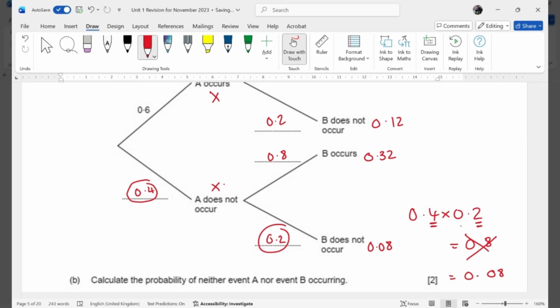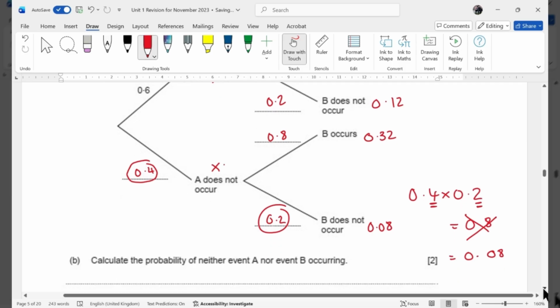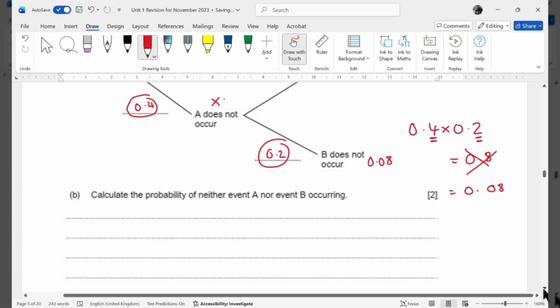Okay, so just be careful of 2 small decimals times in that you might have to put an extra 0 in, like 0.08.